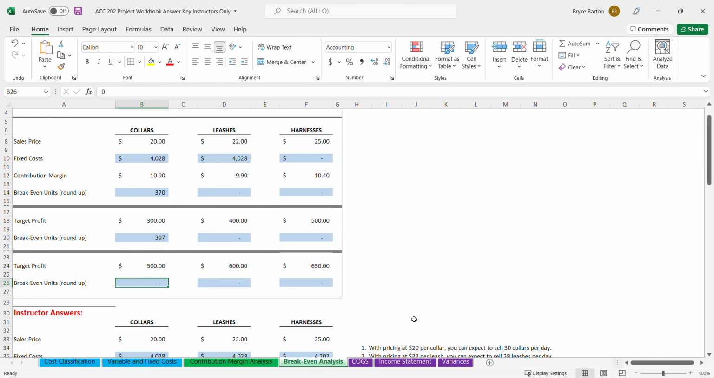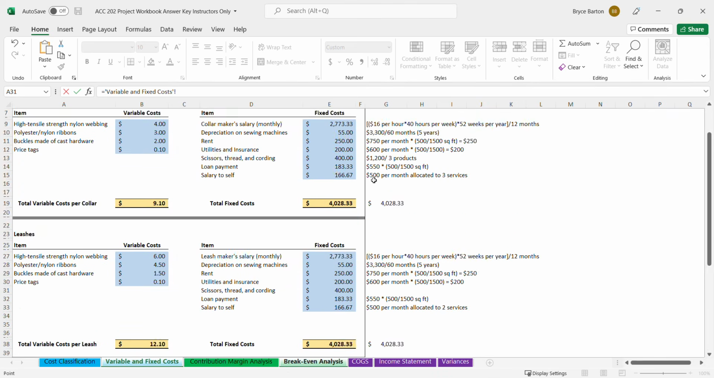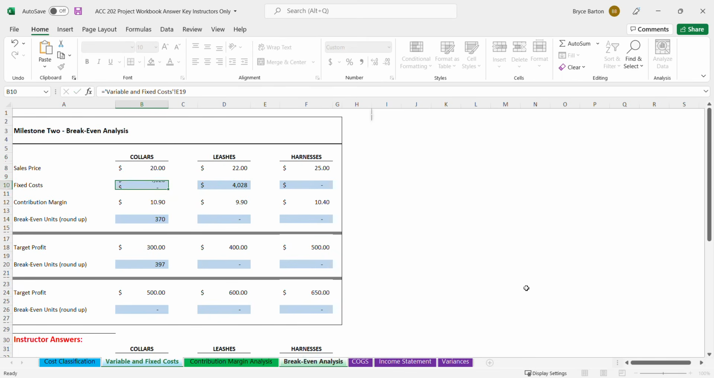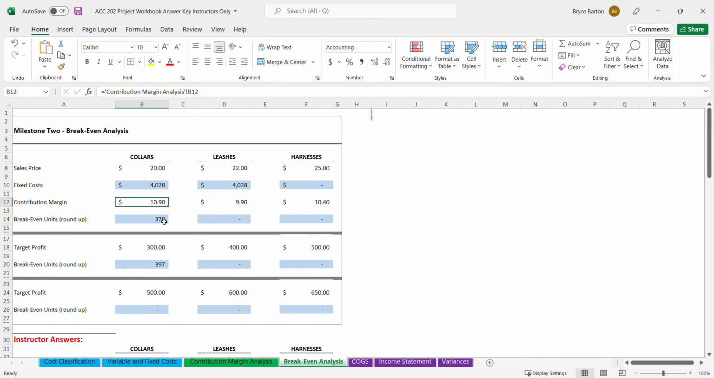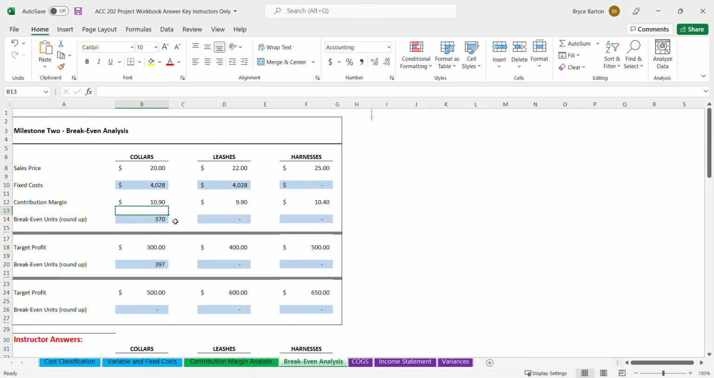Then we're going to go over to our break-even analysis and sales price. The sales price that we picked was $20 for collars. The fixed costs, we calculated that earlier, so I'm going to say equals fixed costs for our collars, and enter, and it brings that number over. Contribution margin, we calculated that too, so I'll say equals the contribution margin of $10.90.